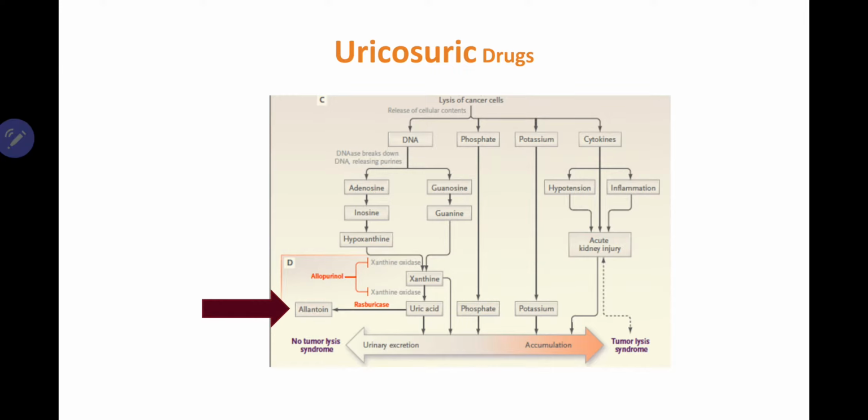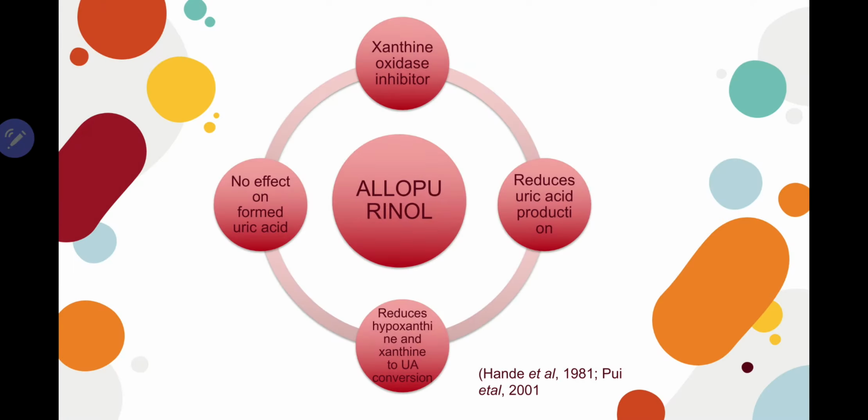What rasburicase does is uric acid is converted to allantoin by rasburicase, and allantoin is 5 times more soluble compared to uric acid. Let us just see the features of allopurinol. We have already seen it reduces the production of uric acid, also less conversion of hypoxanthine to xanthine and xanthine to uric acid, but no effect on preformed uric acid, and it's a xanthine oxidase inhibitor.